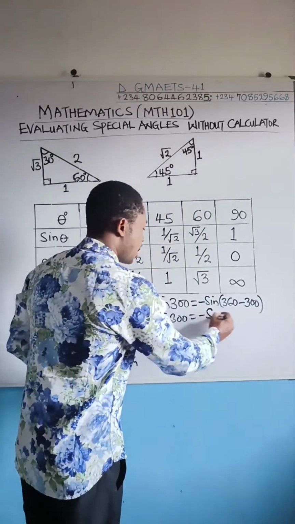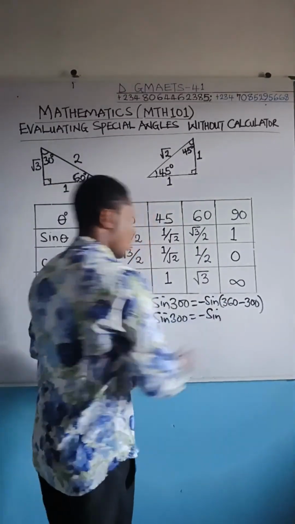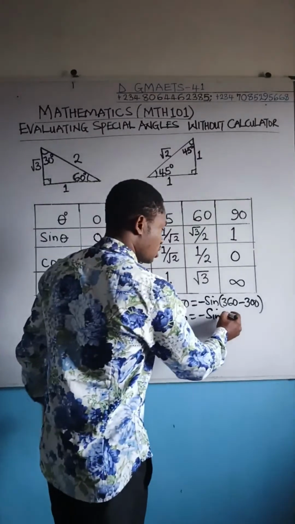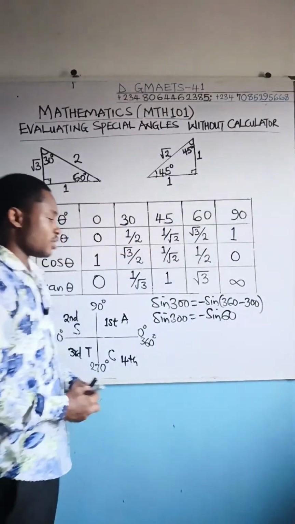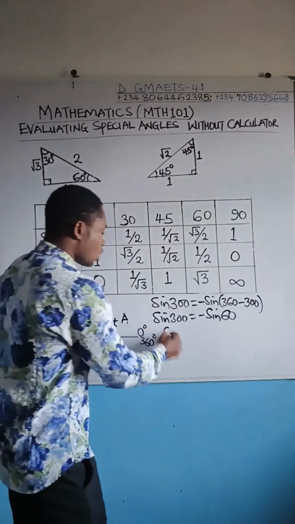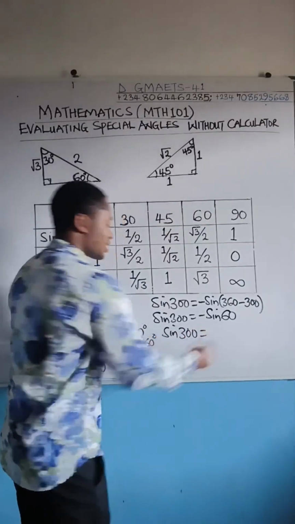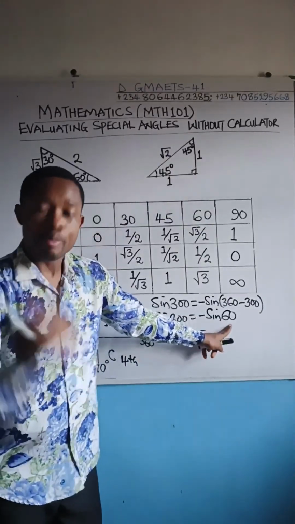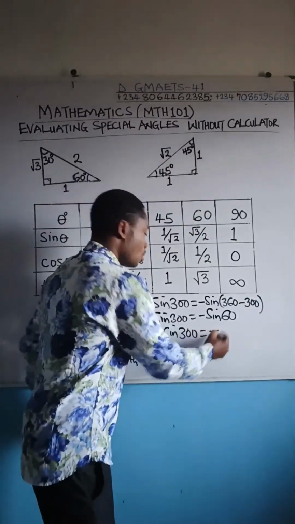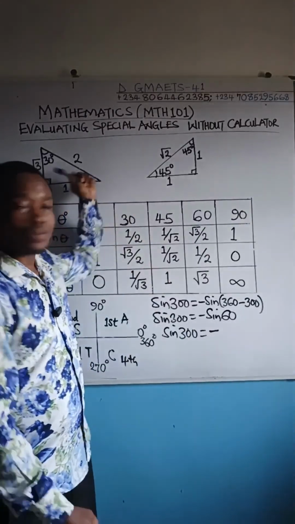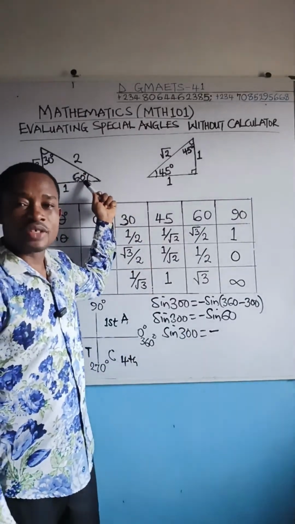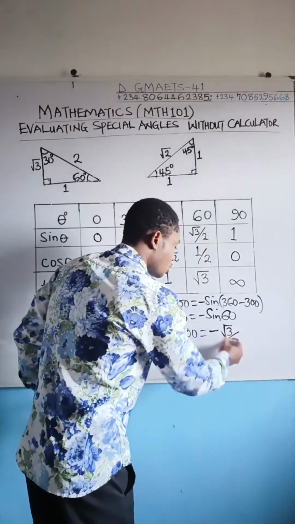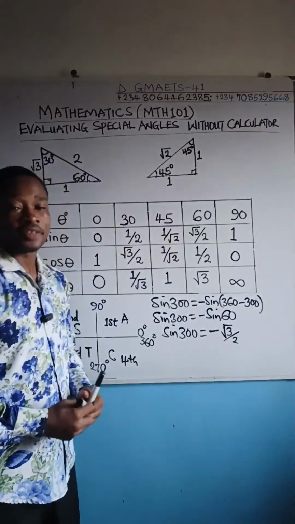Now, this is going to be minus sine of 360 minus 300. That would give us 60 degrees. So what are we saying in essence? We are saying that sine 300 is the same as sine 60, but with a negative value. What is the value of sine 60? You use this right angle triangle with this angle. That is going to be root 3 over 2. So minus root 3 over 2 will now become the value of sine 300.